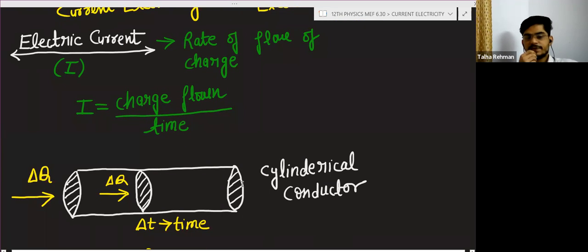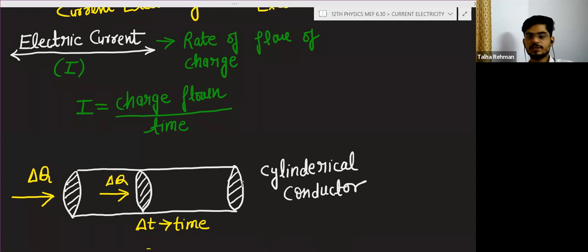And this is the cylindrical conductor, and this is the cross section area. That shaded region is the cross section area. And Q is the charge. Delta Q is the amount of charge.